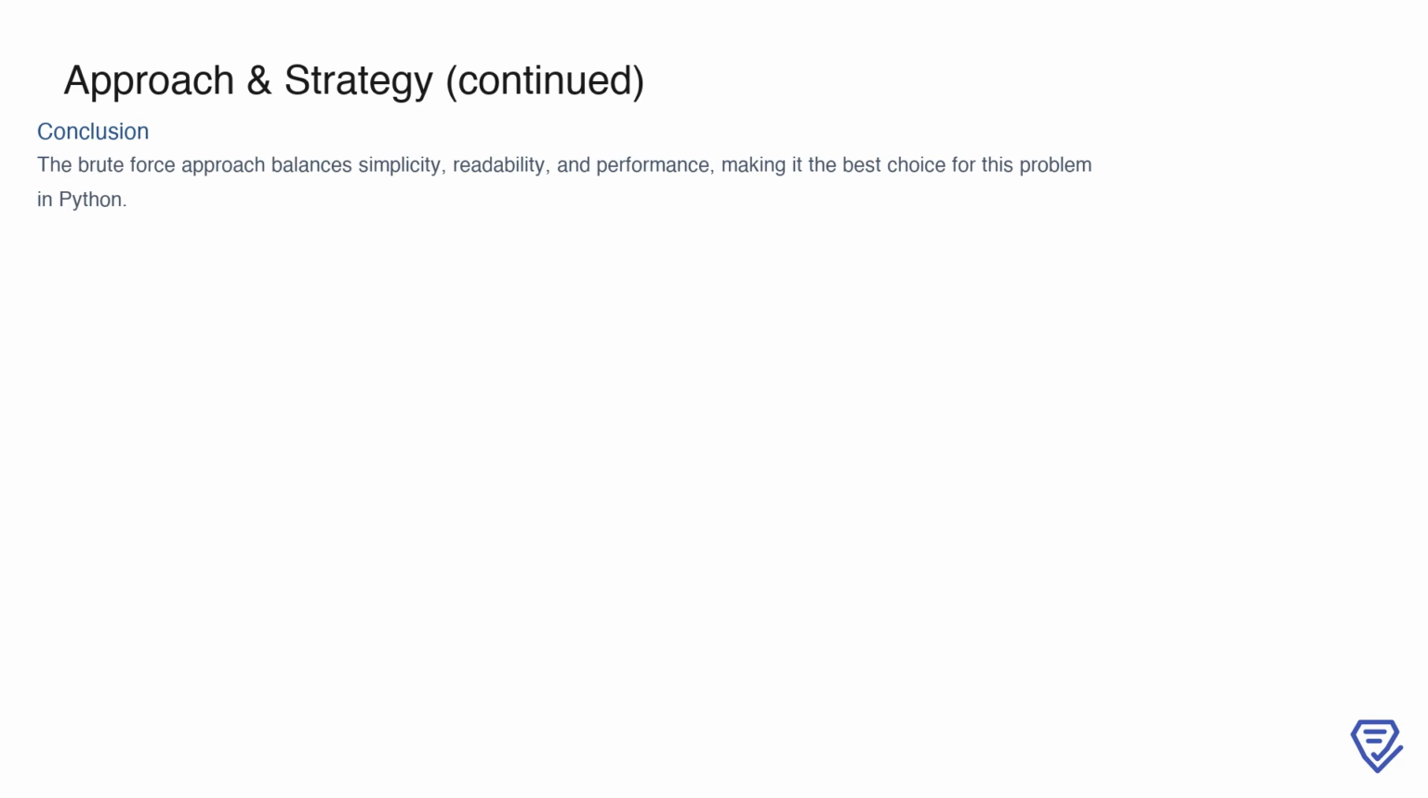In conclusion, the brute force approach provides the best balance of simplicity, readability, and performance for this problem in Python. While it may not be the most memory-efficient option, its straightforward implementation and compatibility with Python's strengths make it the most practical choice. This method leverages optimized built-in functions and avoids unnecessary complexity, making it an excellent solution for reversing words in a string efficiently.